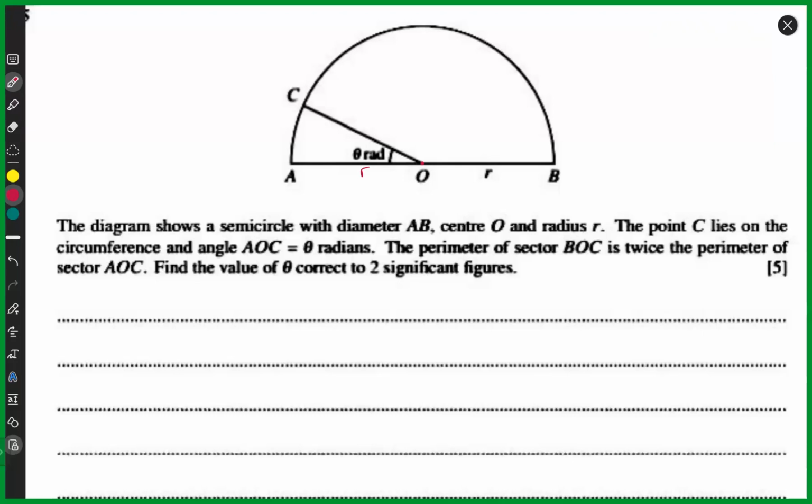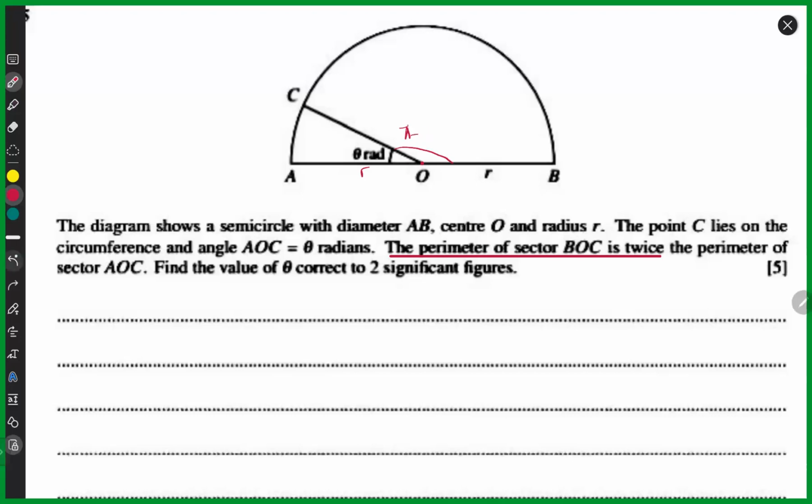The perimeter of the sector BOC. Now they're talking about another sector, BOC. For that, let's quickly write down this angle. Here you would not only be talking about arcs and circles, but also your prior knowledge that the sum of angles on a straight line is 180 degrees or pi radians. So this is going to be pi minus theta radians.